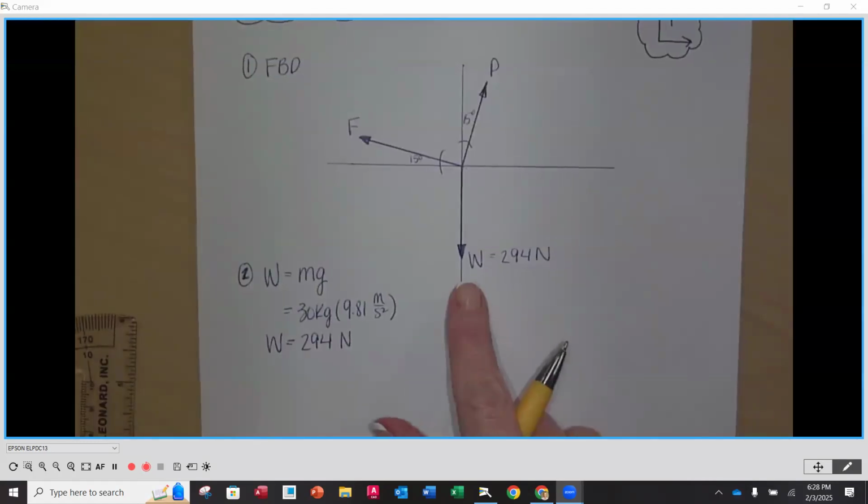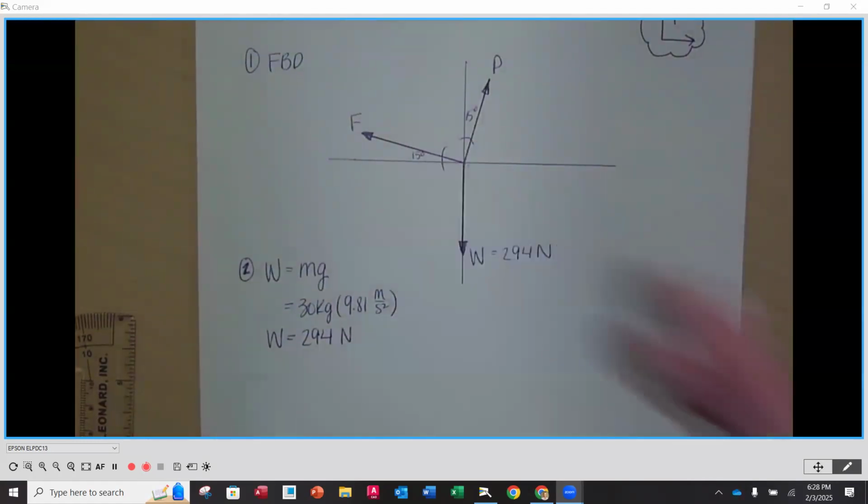Okay, so now we have that. Can we solve for P or F? No, those are our unknowns. Those we want to know. Actually, the only thing that we want to find, we only need to know F. It's only asking us for F. So we don't even have to find P. But we need it for our equations of equilibrium.